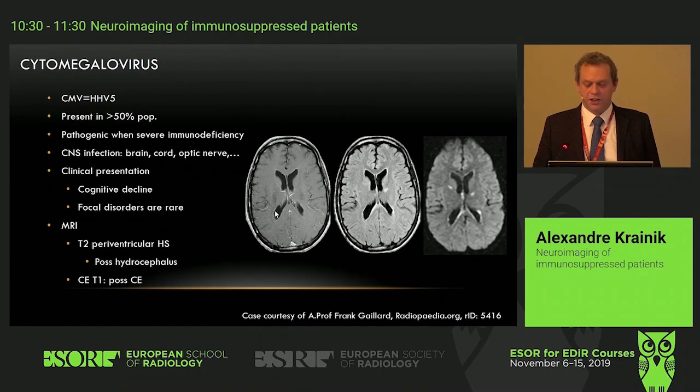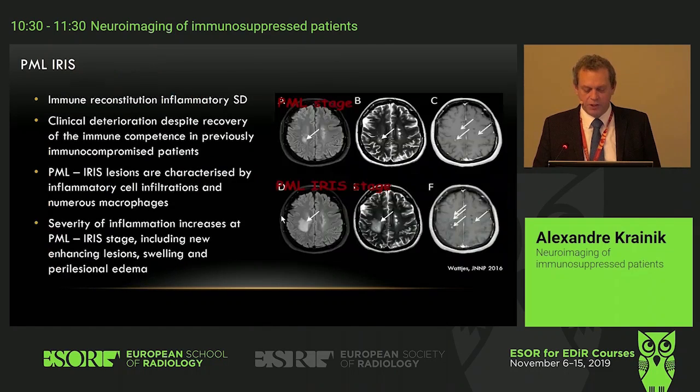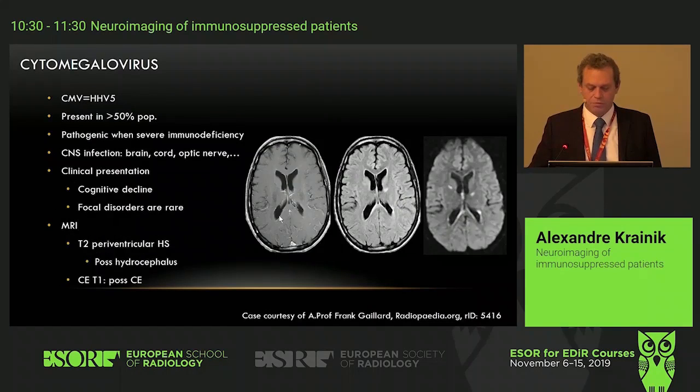The clinical presentation is absolutely not specific. Usually a cognitive decline or headache; focal disorders are rare because you rarely have focal lesions. You'd rather have periventricular abnormality, like here you see an ependymal enhancement. Here on diffusion, you have an increase of signal around the ventricles. On T2, you also have hyperintensity around the ventricles, and it can be a very subtle enhancement on T1 post-contrast.